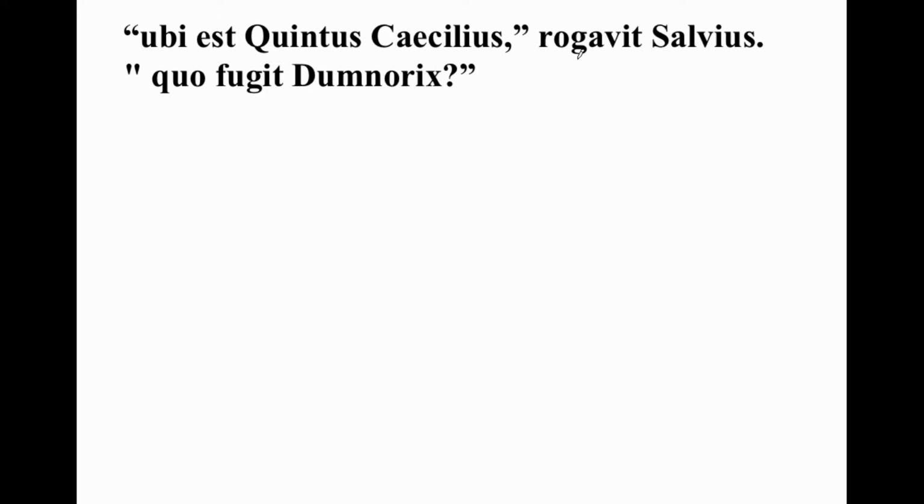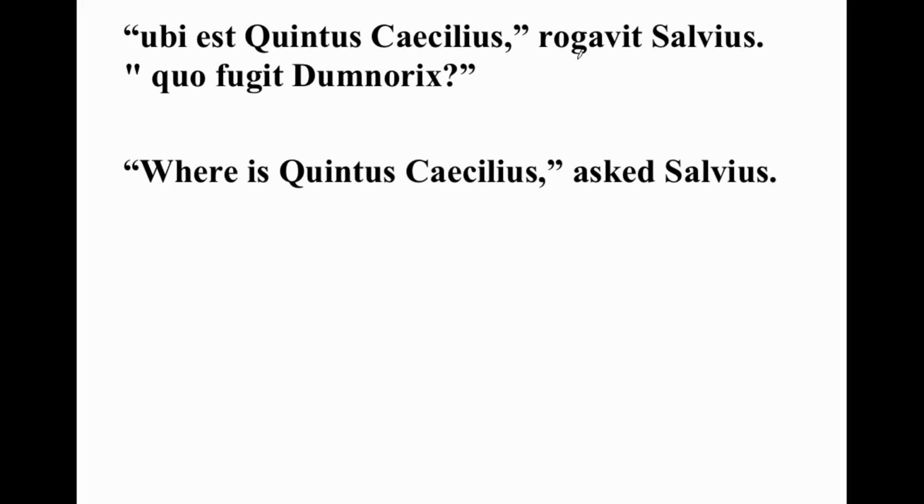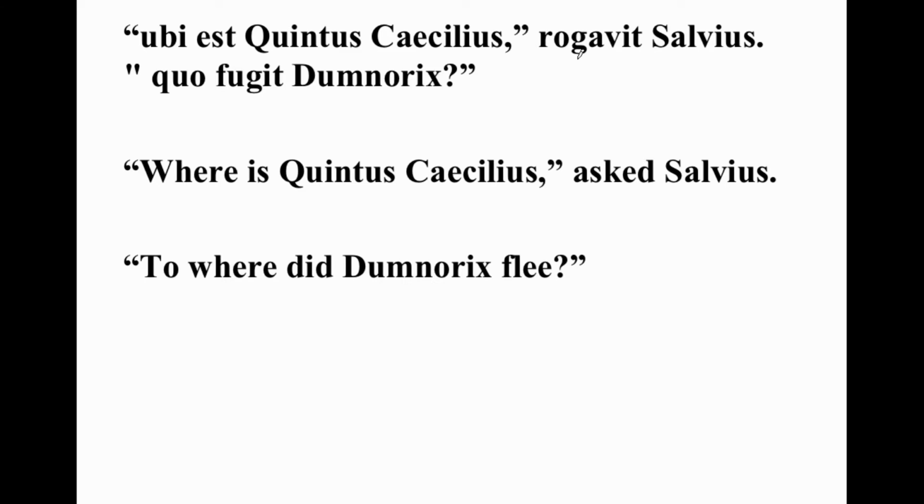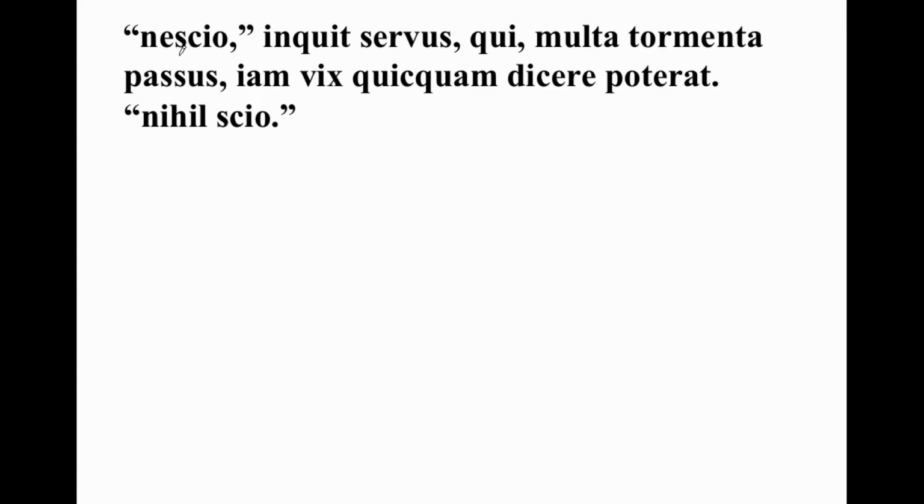Ubi est Quintus Caecilius? rogavit Salvius. Quo fugit Dumnorix? Where is Quintus Caecilius? Asked Salvius. To where did Dumnorix flee? Okay, so this word quo means to where. In Old English we had this word whither. So in other words, to where. Nescio, inquit servus. I don't know, said the slave.